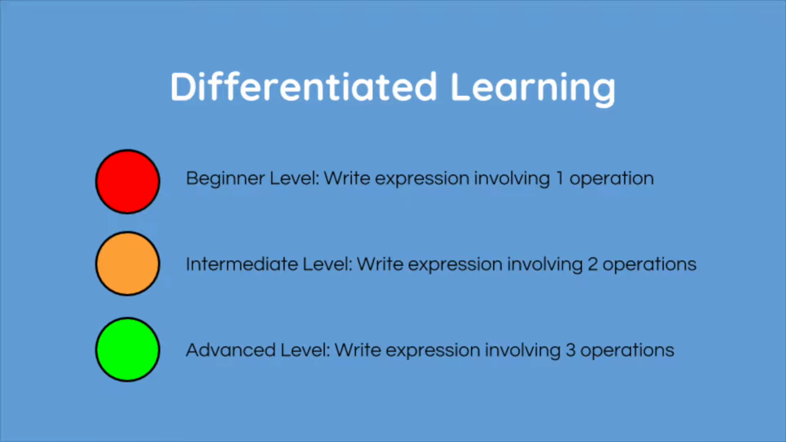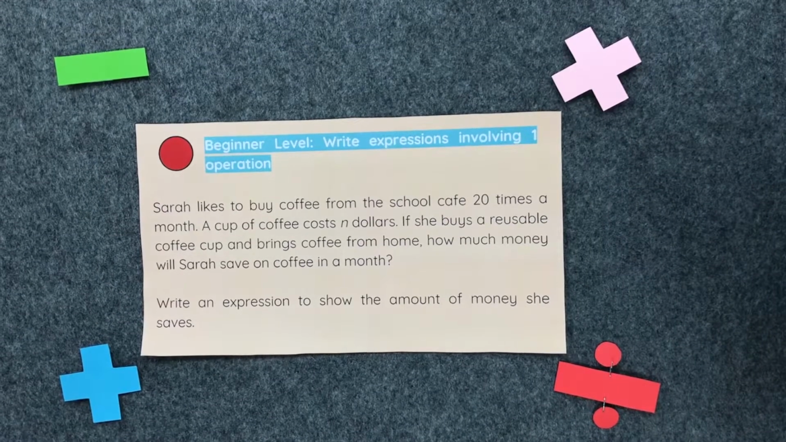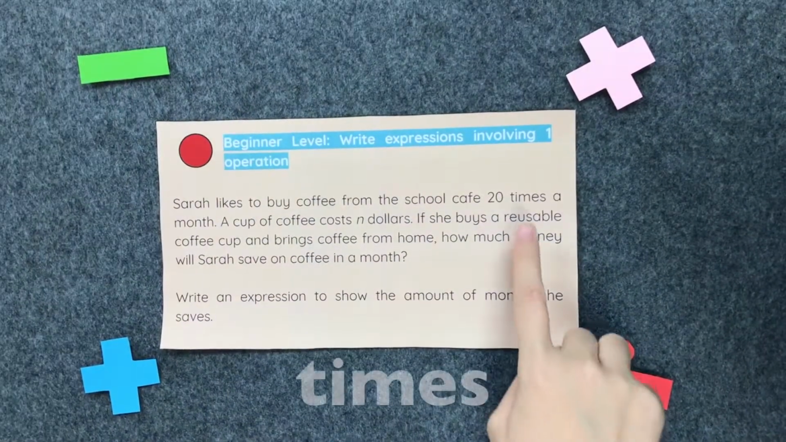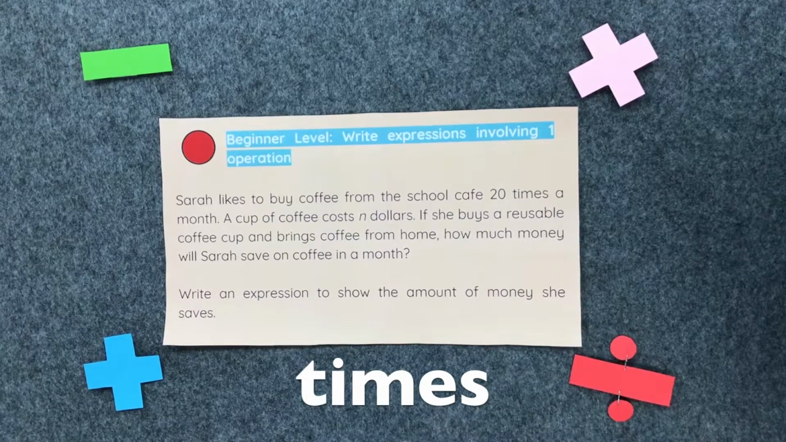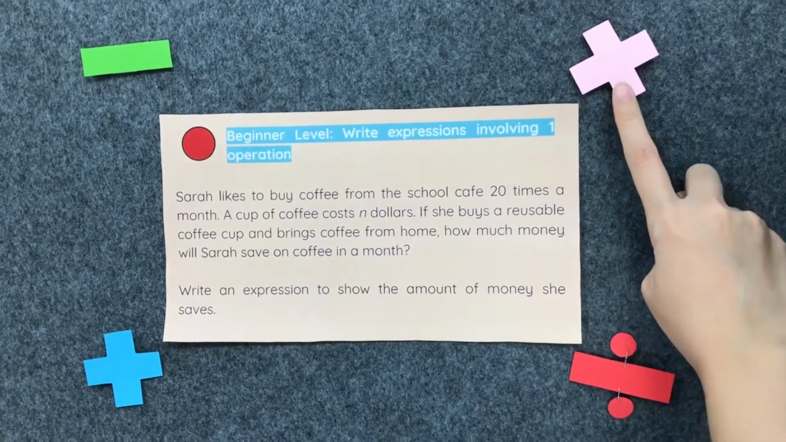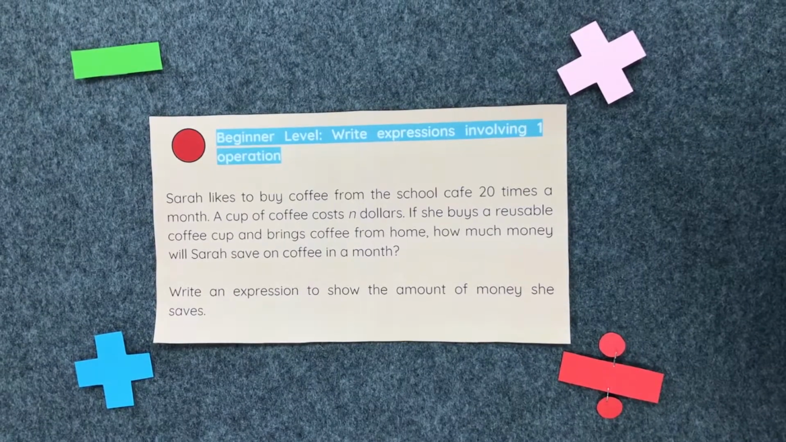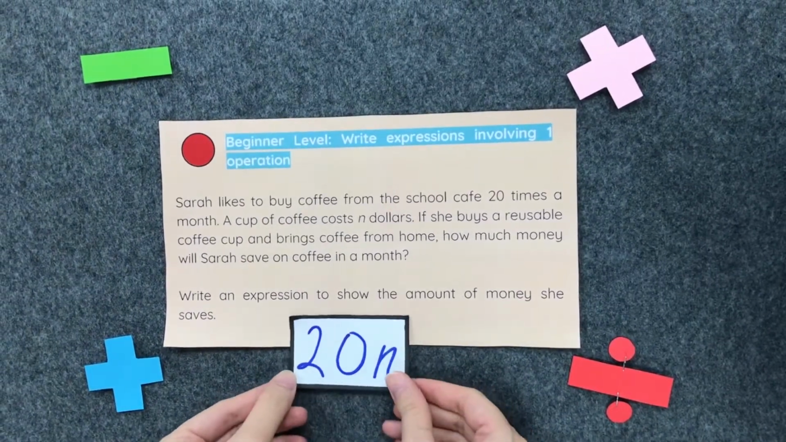Here is how we can differentiate the questions for learners with different abilities. So let's look at this sample question for beginners. As we can see, the keyword here is "times," which shows the operation multiplication. So there is only one operation. Therefore, the expression to show the amount of money she saves will look like this.